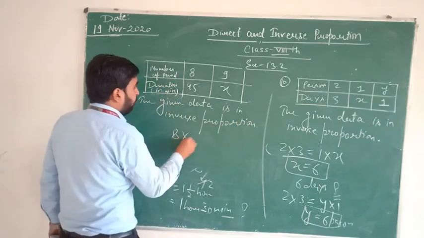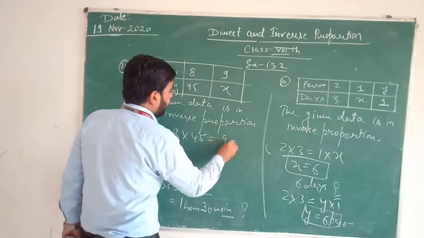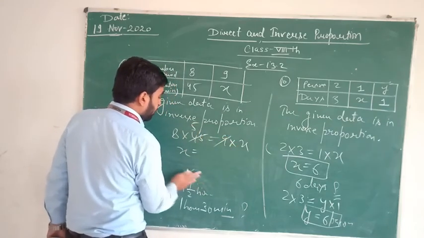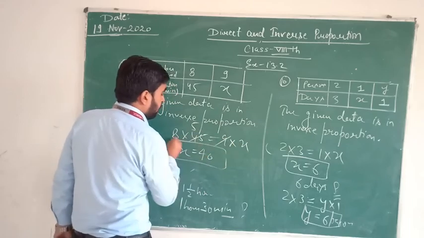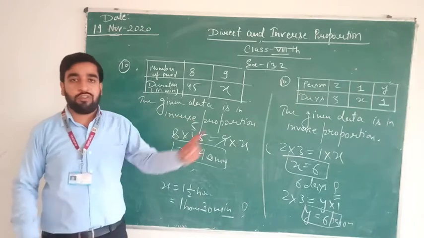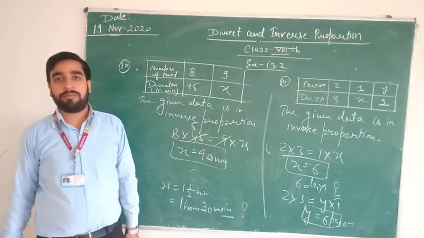8 into 45 will be equal to 9 into x. 9 fives are 45. x will be how much? 8 fives are 40. So if there will be 9 periods, then the duration of one period will be 40 minutes. Hope you understood.